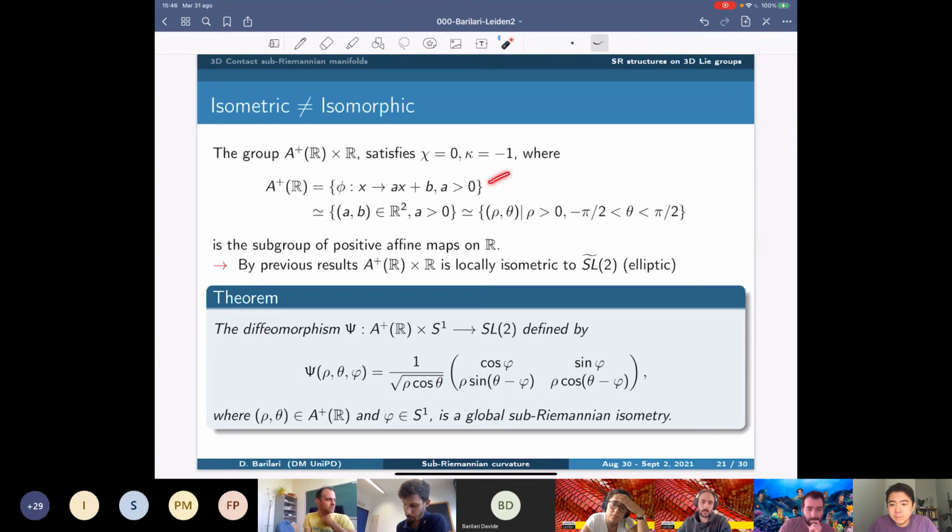And if you look at this as a half of a plane, we can put polar coordinates, and you can actually write down explicitly the global Sub-Riemannian isometry between this and the universal cover, or also this space here: the affine maps times S1 and SL2. So this is, at least in my opinion, a nice example which distinguishes the meaning between isometries and isomorphic in this case.